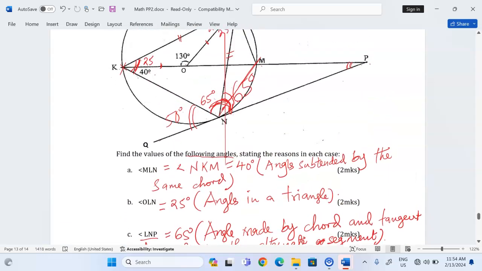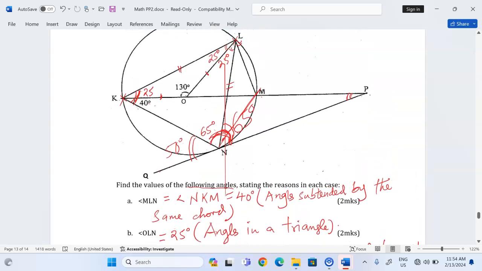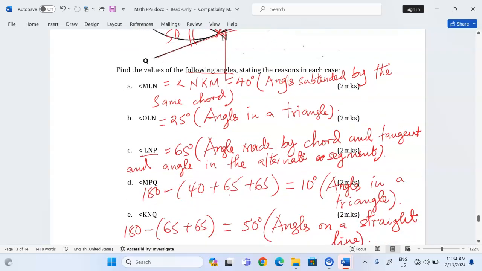So now that is one reason. Alternatively, a student can just consider the chord KN, which is producing an angle in the alternate segment, which is equivalent to 50. Therefore, the angle made by this tangent and the same chord is supposed to be 50 also. Therefore, that could be another approach.